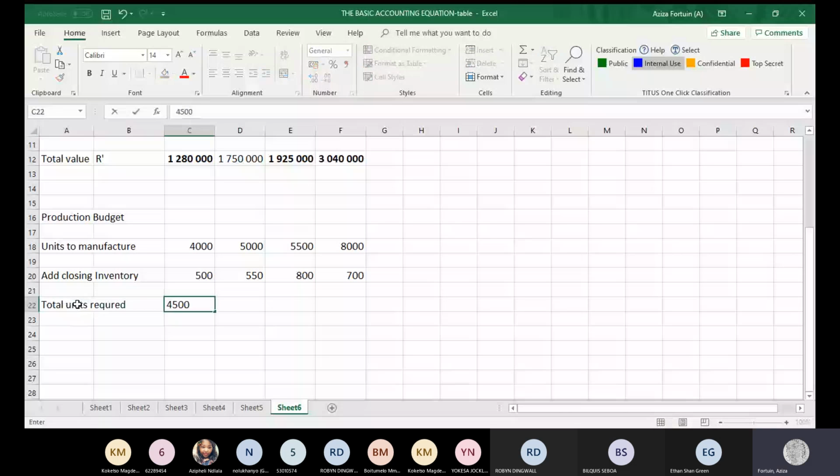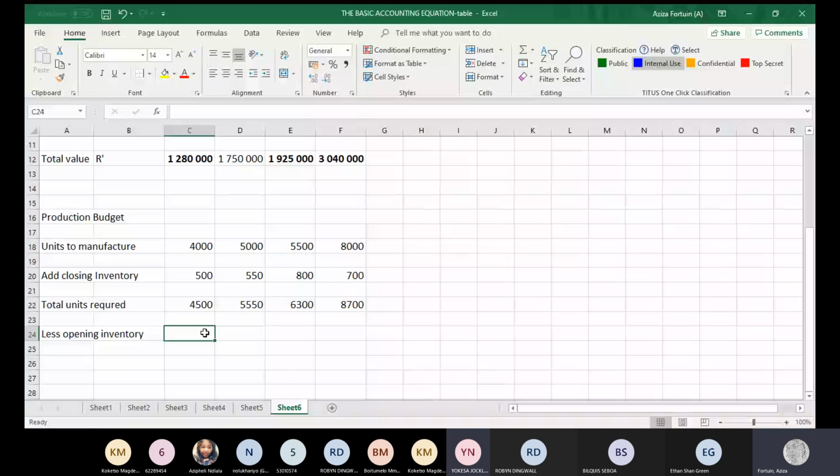So our total units required will now be 4,500, 5,550, 6,300, and 8,700. Right. So now we have to deduct our opening inventory. Why do we deduct our opening inventory and not add our opening inventory? Because that's what's going to go out in the first quarter when we sell again.